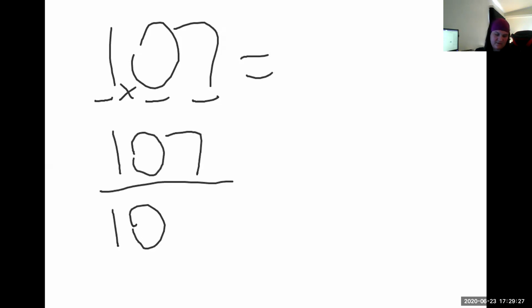Okay. Same thing with 1.07. So we have a ones, a tenths, a hundredths. We remove the decimal, and we know we have 107 over 100, because the last decimal place is the indicator of what needs to be in the denominator. Does that make sense, how that works? Okay. All right, so moving on.